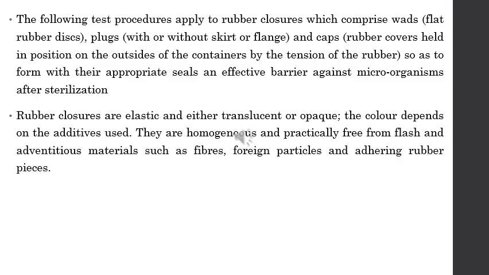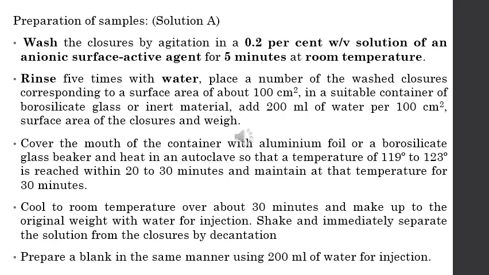Next we come to the QC part of rubber, according to IP. IP says that there are some test procedures which have to be conducted to check the effectiveness of the closure, whether it is in the form of vials, plugs or caps. Rubber closures may be elastic, translucent or opaque, and the color will depend upon the additives which are added. In short, they are homogeneous, practically free from flash, and materials like fibers, foreign particles and adhering rubber pieces.